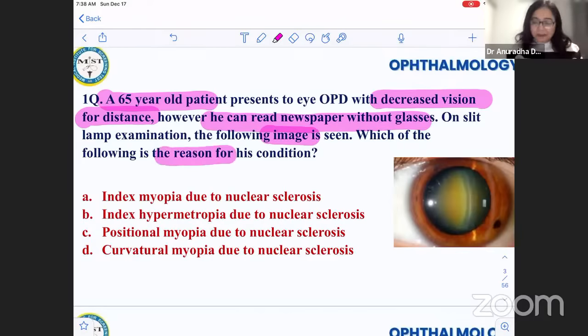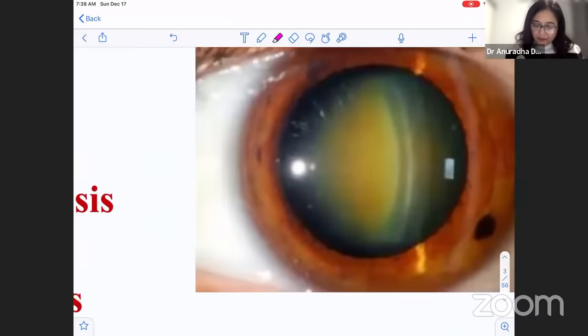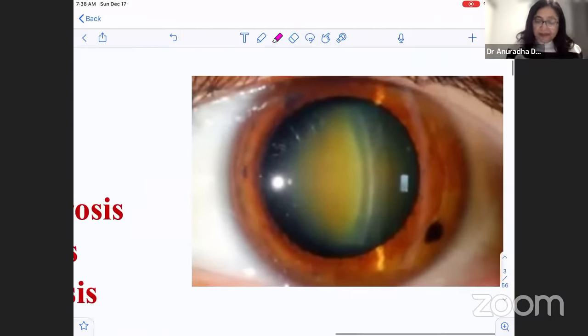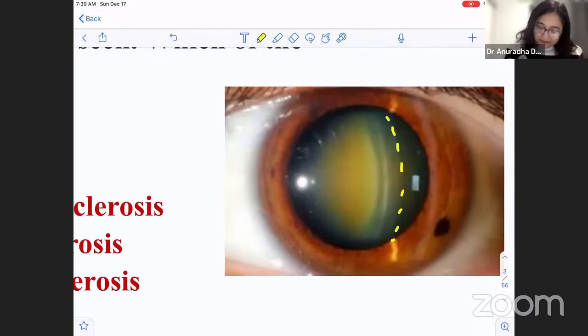Now, looking at the image, let's see what you see in the image here, beta. In a slit lamp image also, I have always told you to go step by step. First of all, see externally, is there any redness? No. Then your cornea is clear. You do not see anything abnormal in the cornea. Your iris is appearing normal. And then comes your lens shadow. So this is the lens slit which you are seeing.